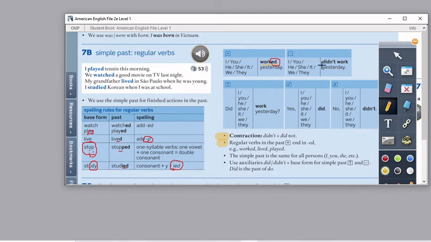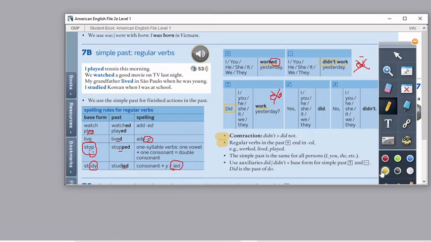What happens in negative sentences? Okay. You use the auxiliary verb didn't for all the subjects. I, you, he, she, it, we, they. But the verb, it's normal. ED disappears in the negative. Now, what about the questions? Use the auxiliary verb did for all the subjects, and the verb goes normal. That is, ED disappears in questions.